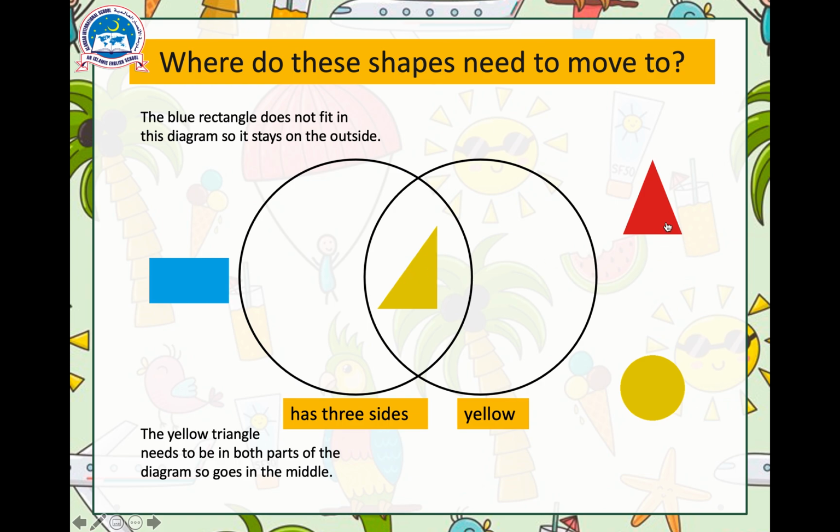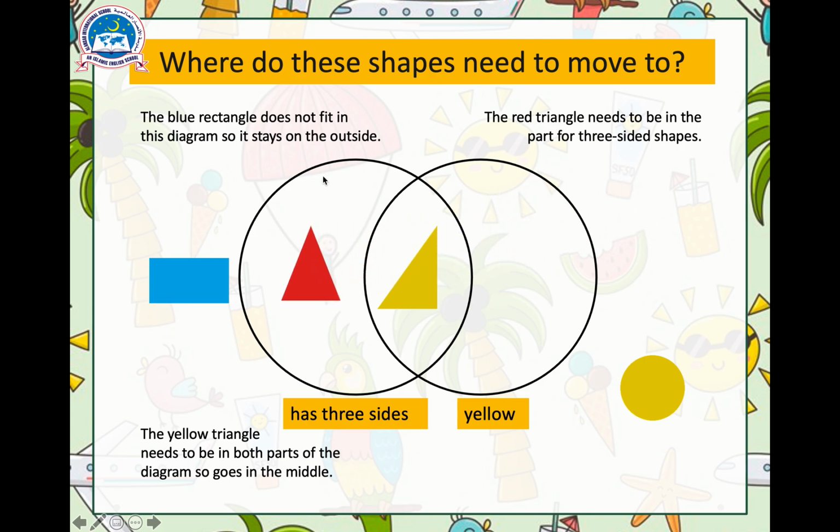Let's look at this one. Does it have three sides? Yes, it does. Is it yellow? No, it's not. So we are going to put it in the part of the circle that says has three sides. What about this shape over here? Does it have three sides? No, it does not. But is it yellow? Yes, it is. So we are going to put it in this part of the circle that says yellow.